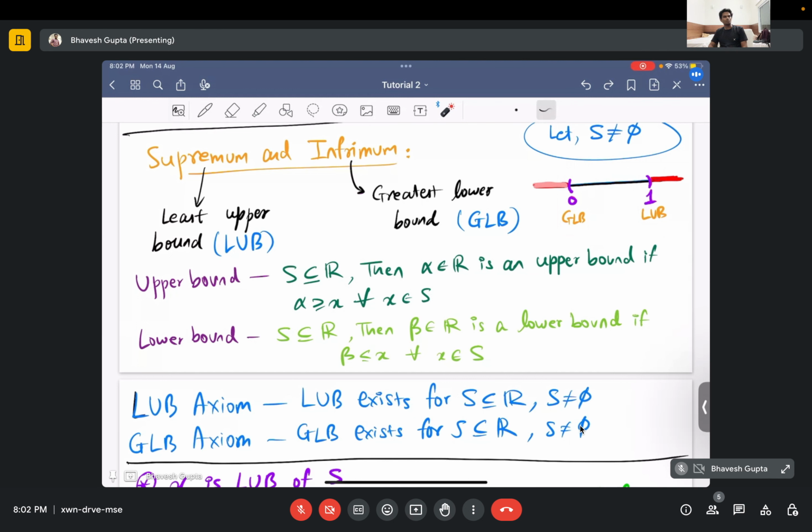The greatest lower bound and the lowest upper bound. So whenever someone loosely asks you what the bound is on this, what is the bound on that, they mean this, okay, not the other values.